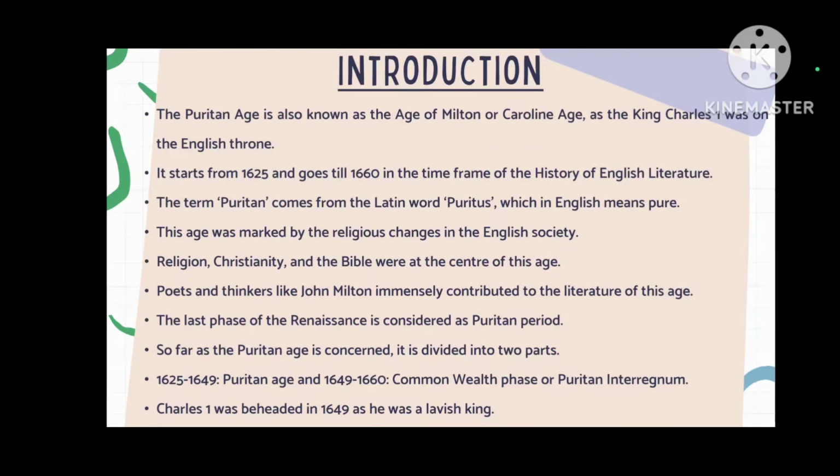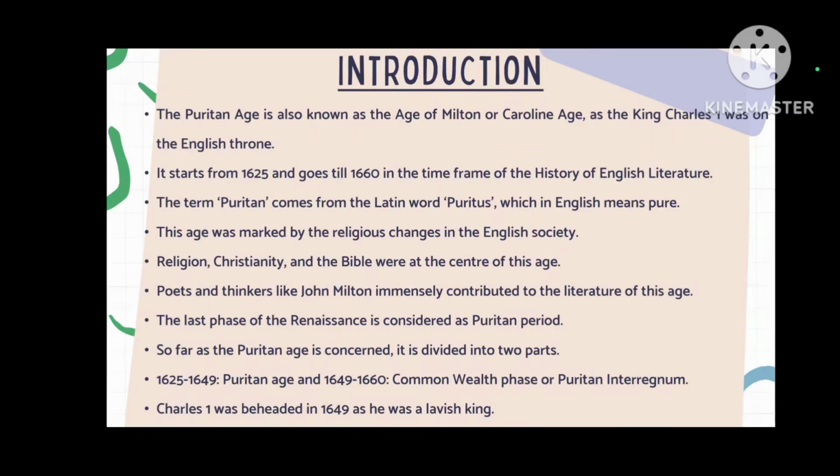Now we know that the Renaissance period came into the Elizabethan age, and the Renaissance was divided into various phases, right? The last phase of the Renaissance is marked by the Puritan period. The last phase of the Renaissance is known as the Puritan period. So far as the Puritan age is concerned, it is divided into two parts.